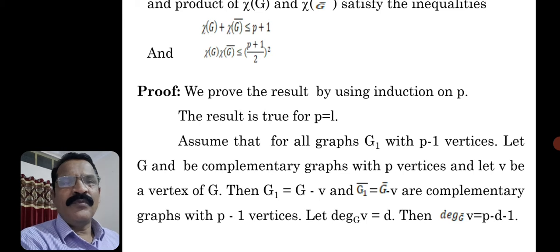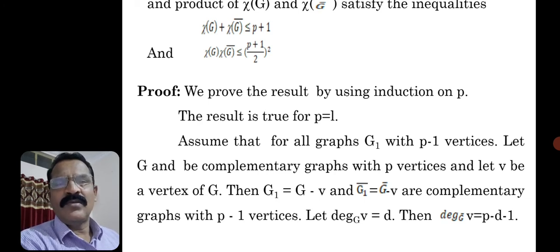First we prove the result is true for P equal to 1. Consider P equal to 1. What would the graph be? A graph with only one vertex. So there is no edge at all. It implies its complement is again the same graph. That is a trivial graph, because the vertices are the same in G and G bar. So the result is true for P equal to 1.